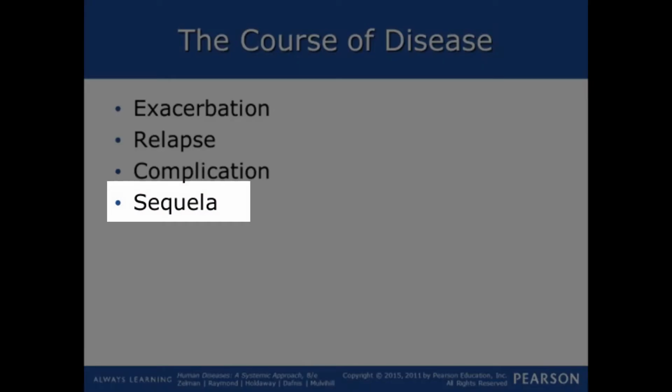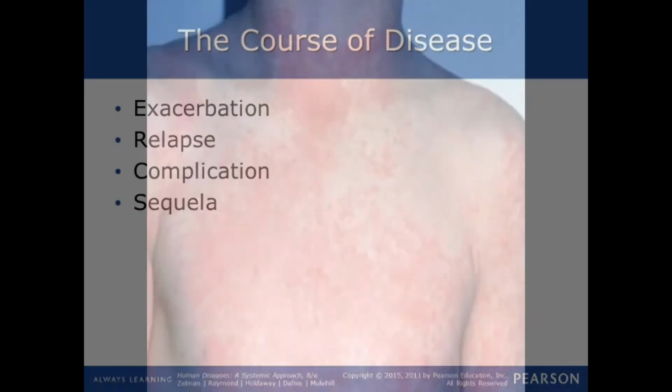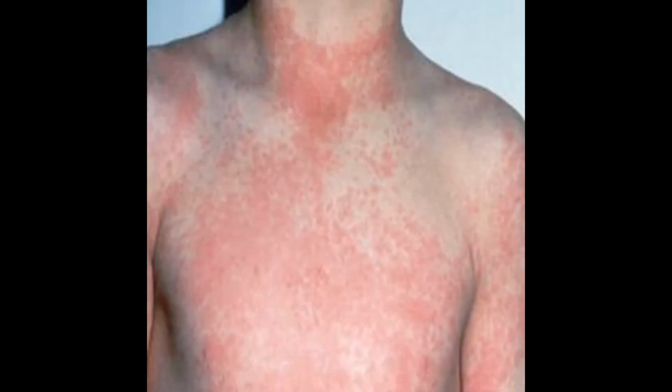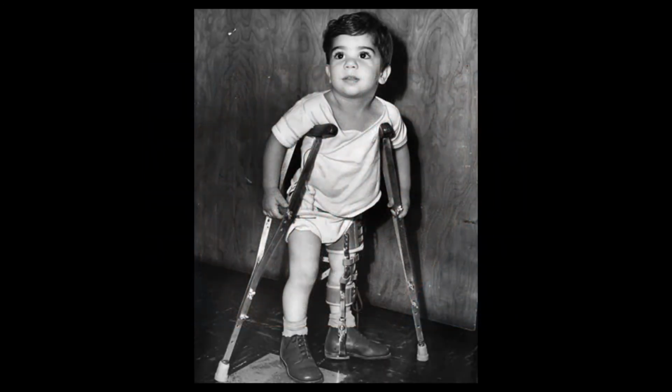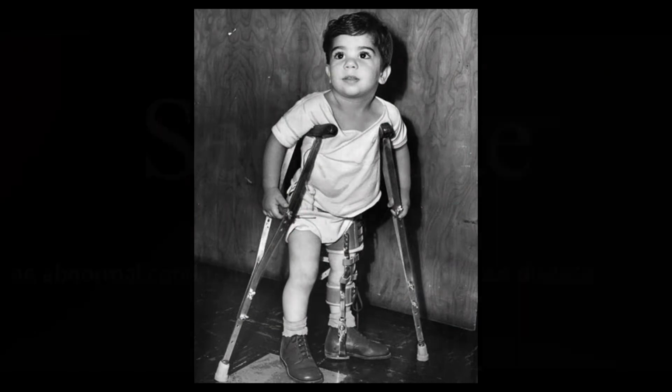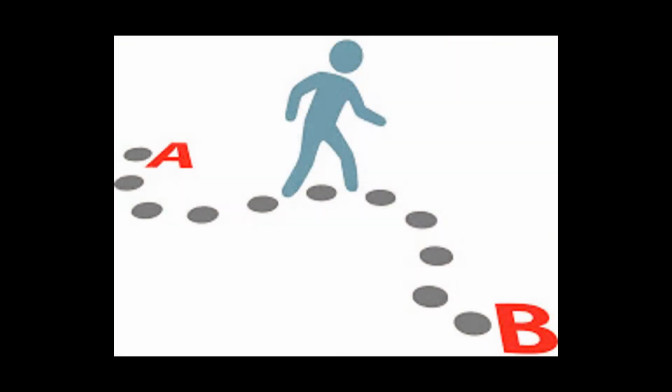And then sequela refers to the aftermath of certain diseases. So certain diseases cause other diseases, if that makes sense. So for example, rheumatic fever causes permanent heart damage. Polio causes paralysis. So the heart damage is a sequela of the rheumatic fever, and the paralysis is a sequela of polio. So one follows the other.